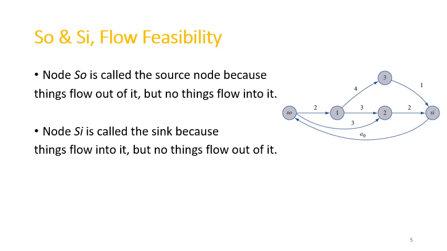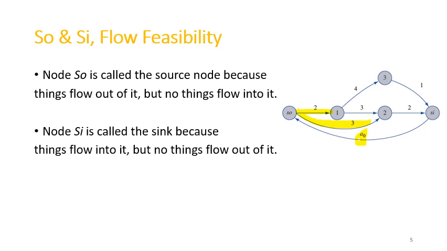The node source is called that way because things flow out from it, but nothing goes into it. Okay, so you see from the source, the oil flows out. For this moment, try to ignore this artificial thing for a while. So other than this artificial thing, everything flows out of source, nothing goes into it.